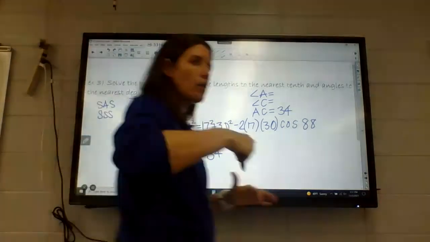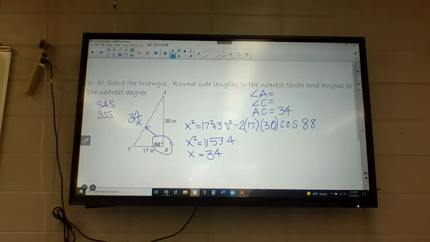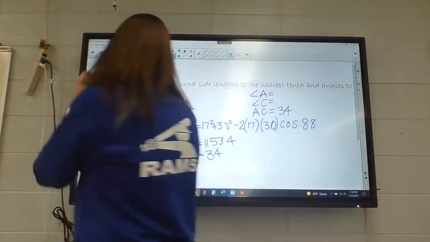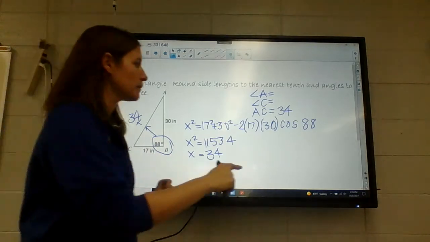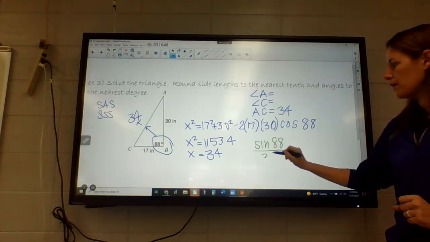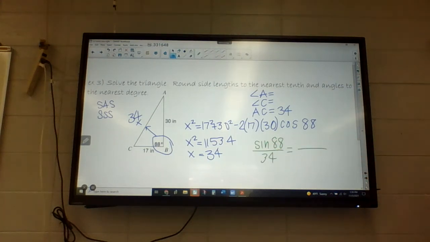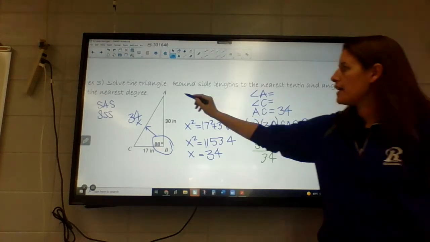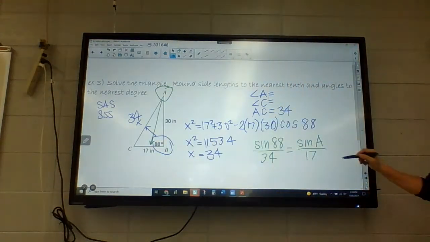Now the question is, once I know that, how am I going to find angle A or C? Do you want to do law of cosines again? No, I would probably choose that you do law of sines. Because now I should have enough information to switch over to law of sines. Because now I know this side across from this angle. So I can do sine of 88 over 34. So we just found that side, 34. And then I can either do A or C. It doesn't matter which one we do. So A goes with 17. So that's what I'm putting in my ratio here.